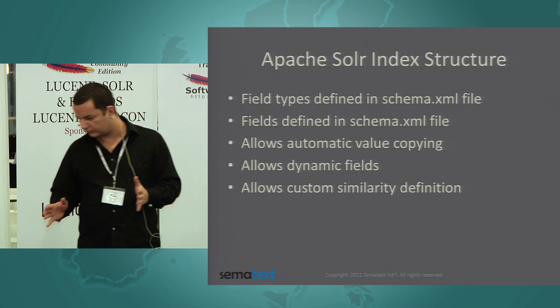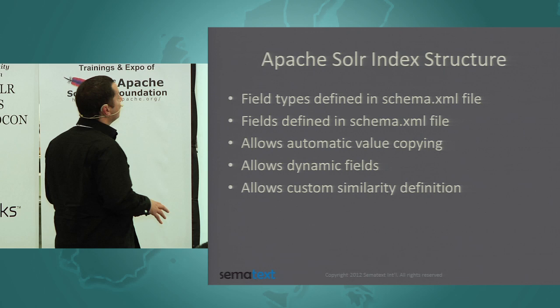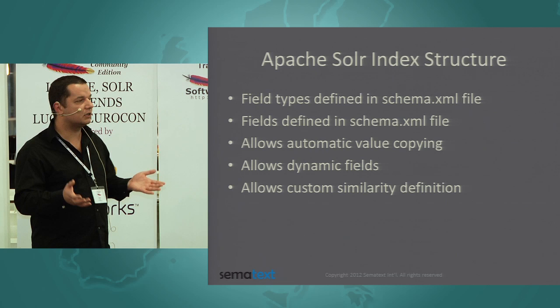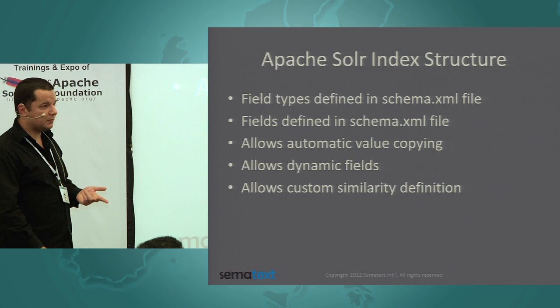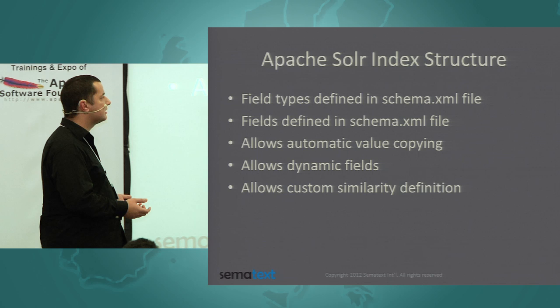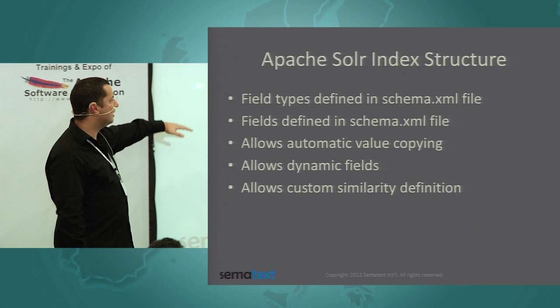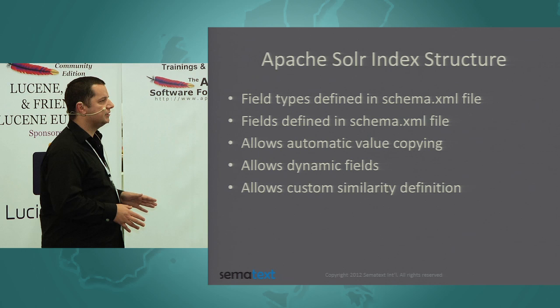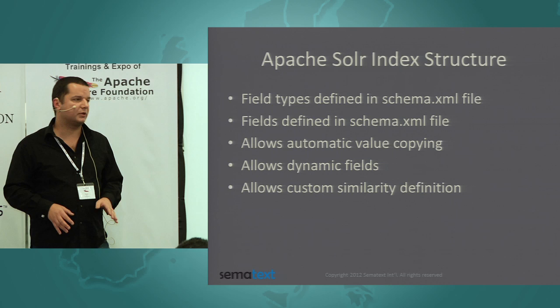Let's forget about routing and get back to the index structure. Solr is schema structured, right? We have field types defined in the schema, and fields defined in the schema. Of course, we can use dynamic fields. We have copy field possibilities with automatic copying between fields. And one more thing: it allows us to use custom similarity definitions, both global ones and per field similarity. It's great. We actually use it in a few deployments, and it's really great. We can customize the scoring for each field.